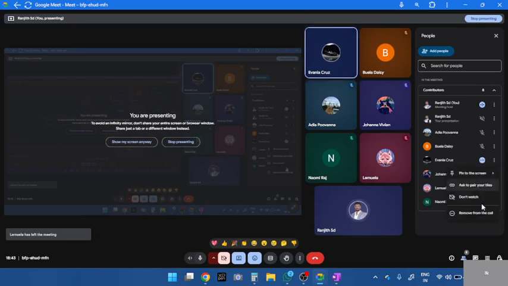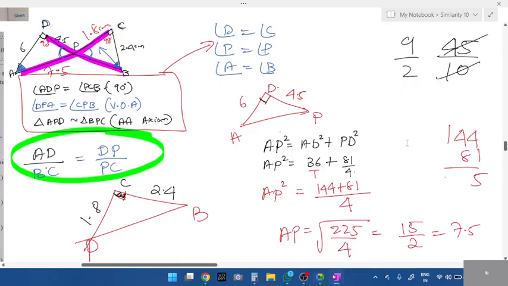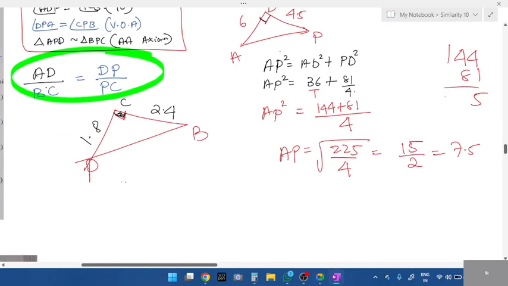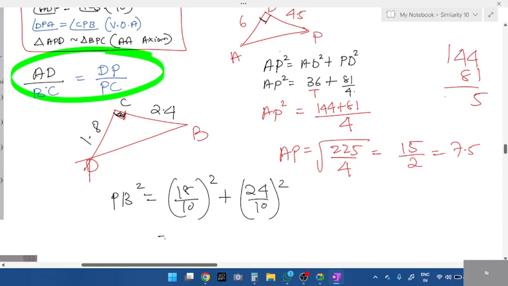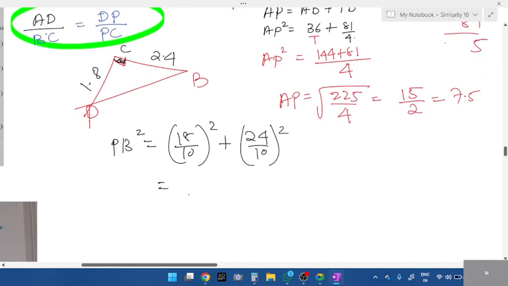Just mute the call. PB square is equal to, what are the other two values, students? 18 by 10 the whole square plus 24 by 10 the whole square. You don't have to reduce, just try 18 square. If you want, you can reduce it. If you reduce, what do you get? 9 by 5 the whole square, right? Plus 12 by 5 the whole square.